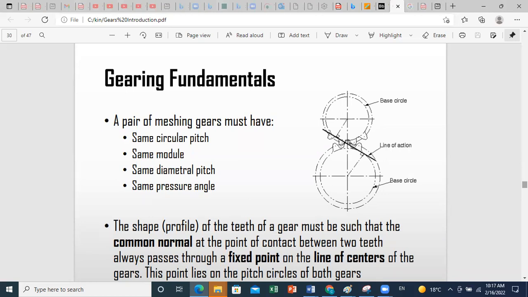Whenever we have two gears in mesh, we should ensure that these parameters are equal to each other. Now, the shape profile of the teeth of a gear must be such that the common normal at the point of contact between two teeth always passes through a fixed point of the line of centers of the gears. We already mentioned this. Whenever you have contact between gears, at least one of the contact points should lie on the line joining centers. We have seen that we might have more than one point in contact at a certain instant.